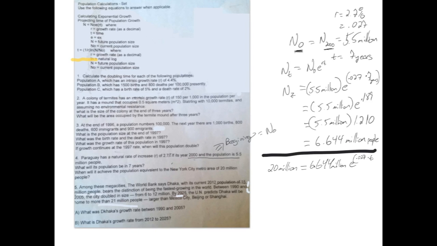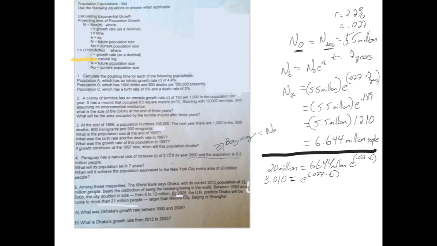Now we're going to have to use the natural log. So what we have to do in this situation is pull out the calculator, of course, and it's going to be 20 million divided by 6.644 million, and that's equal to 3.010. Million is canceled, because it's 20 million divided by 6.644 million. So 3.010 is equal to e to the 0.027 t.